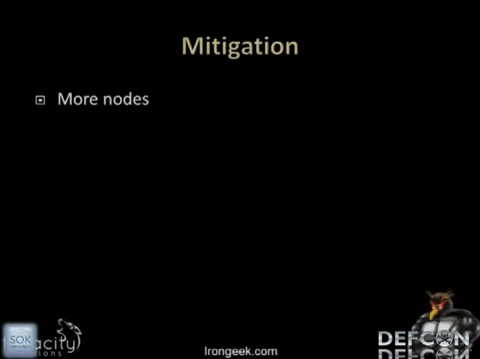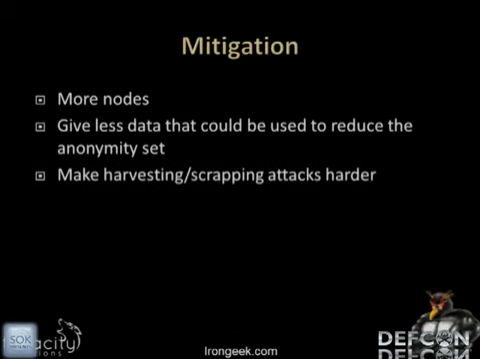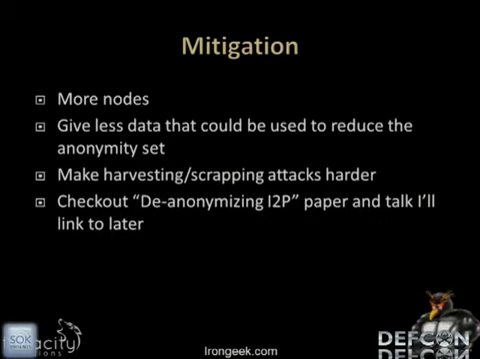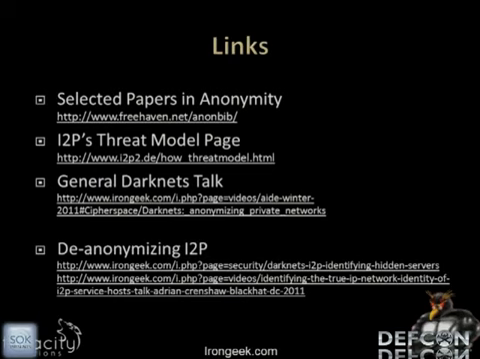Mitigations, well, more nodes helps. Being a smaller needle in a larger haystack. Giving less data also helps, which is a good reason why in I2P we pulled out the server header in newer versions, making harvesting and scraping harder. Check out my article on de-anonymizing I2P later on, and I go into a lot more detail of how those attacks work. Various links out there for if you want more information on this, and this is all on your DEF CON CD.